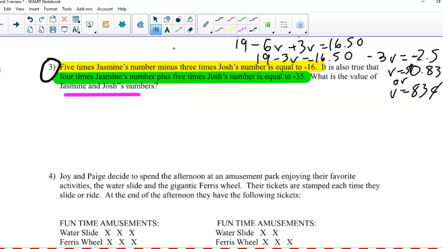Now, we do need variables, but because we're looking for just numbers, we don't really need to define that it's Jasmine's number, Josh's number. But we do need 2 different variables. J and what? Let's not use L. Let's use H instead.